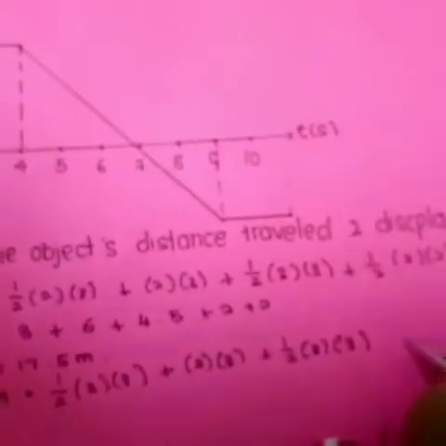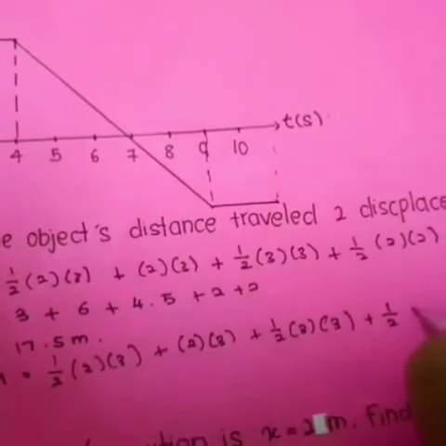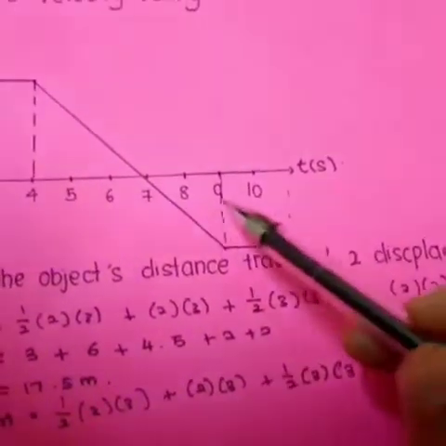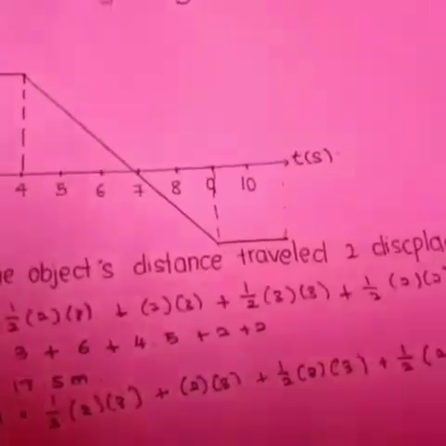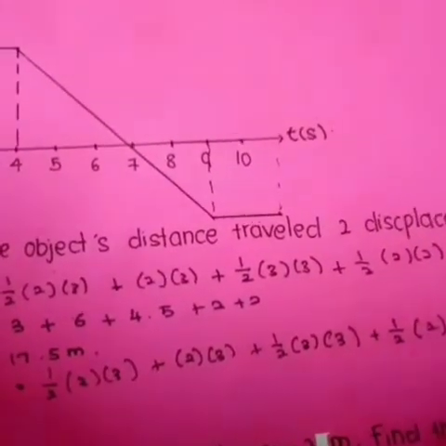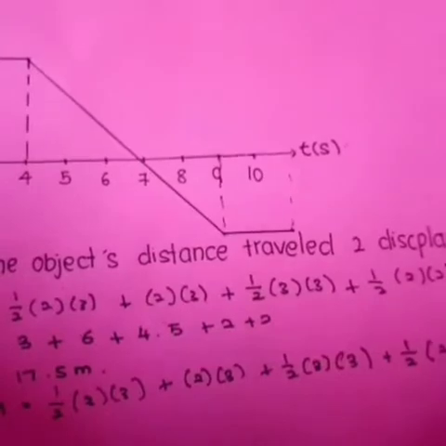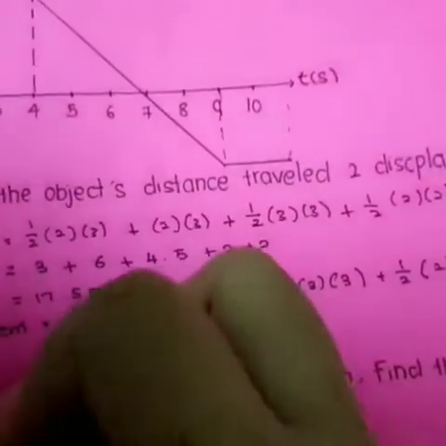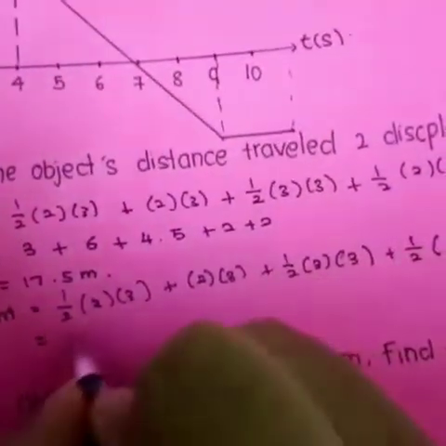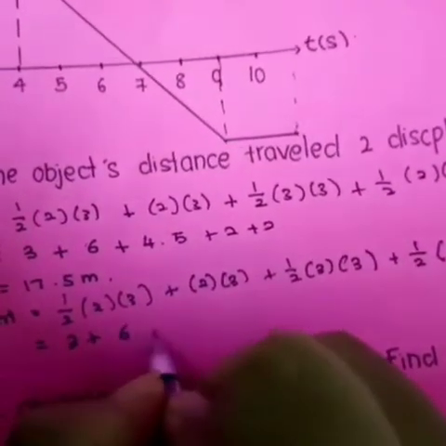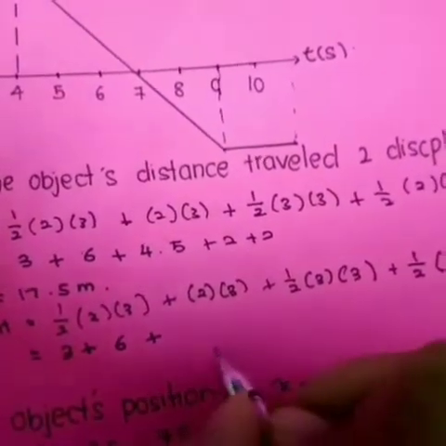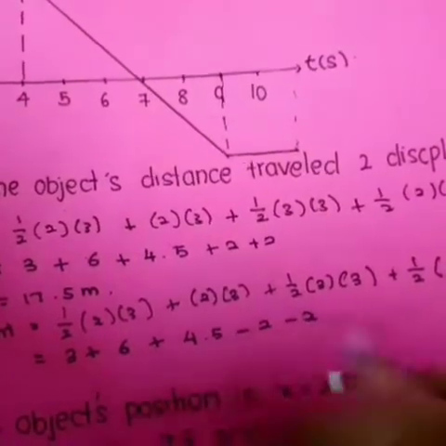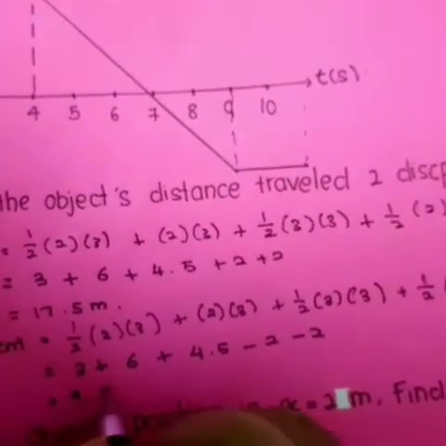So okay, for this 1/2 times 2 times -2 because this is under the graph. So plus -2 again times 1. So we get 3 plus 6 plus 4.5 minus 2 minus 2. So we get 9.5 meter.